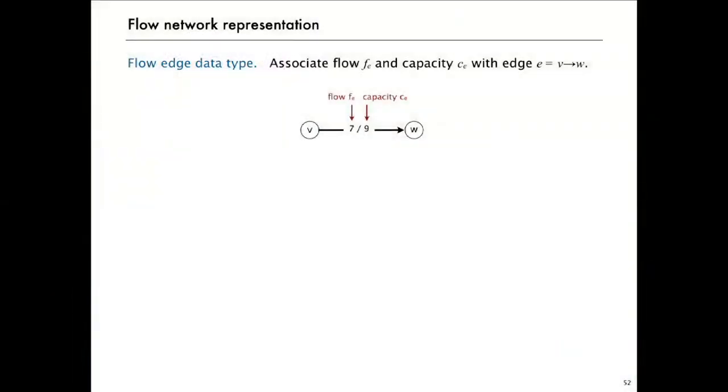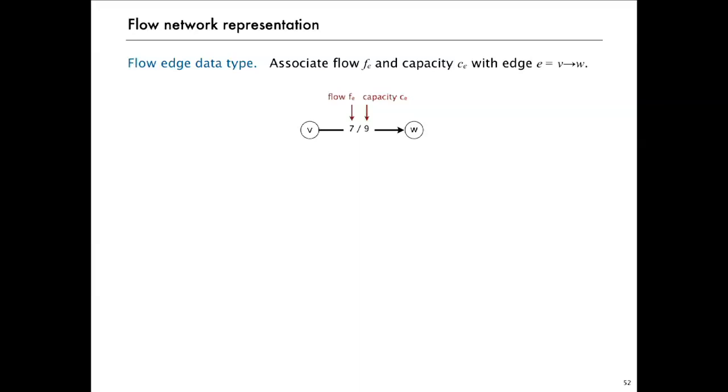Next, we're going to look at Java code for solving the max flow problem. This is the most complex graph processing algorithm we've seen so far, but it's a relatively small amount of code that builds upon the mechanisms that we've been studying for the last couple of lectures.